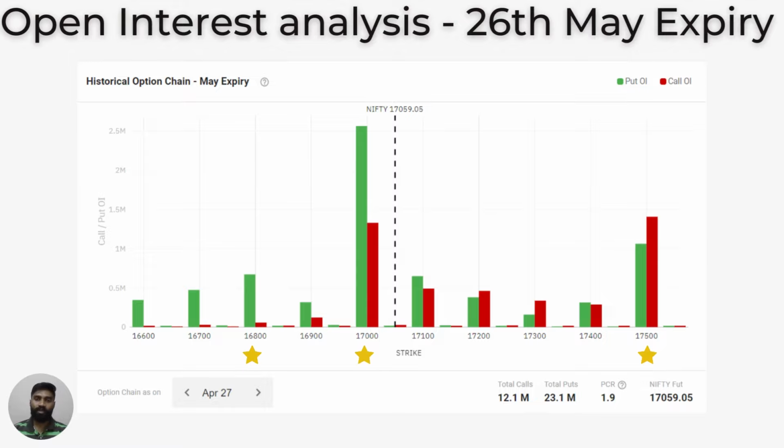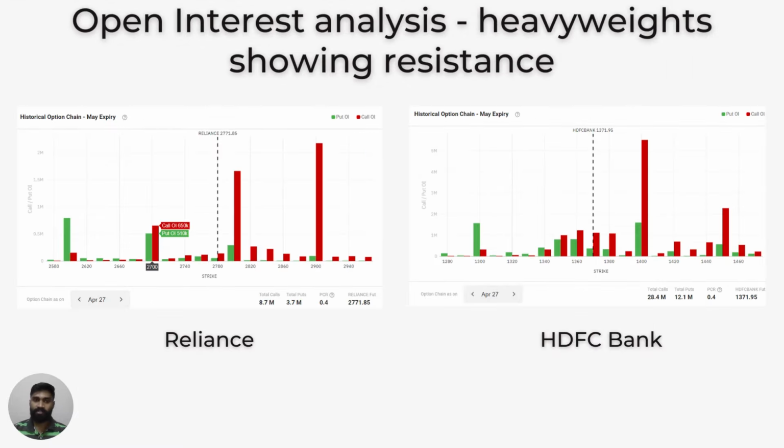However, we also need to look at the major constituents of the Nifty 50, which drive the index. For example, Reliance, HDFC Bank, HDFC, and Infosys, these four stocks alone constitute more than 35% of the index. So we need to look at the option chain analysis for these stocks as well.